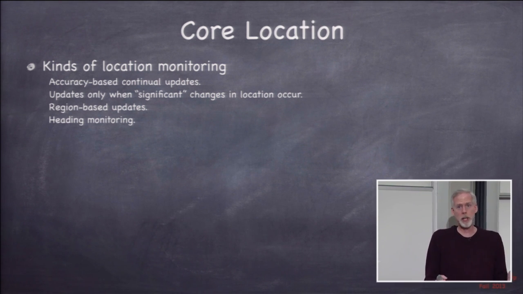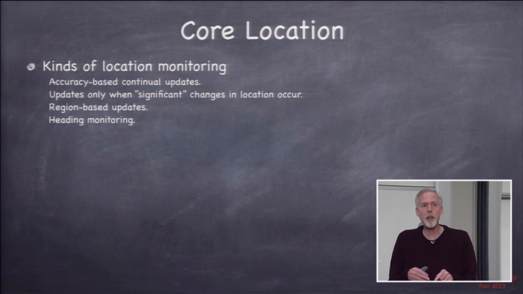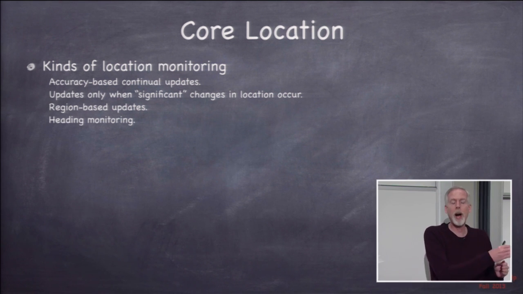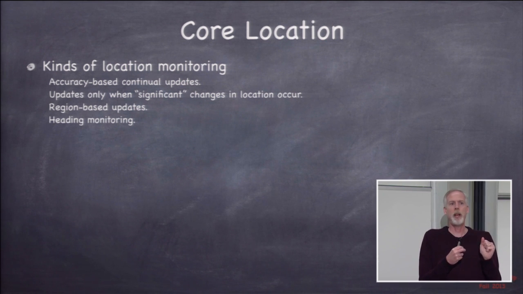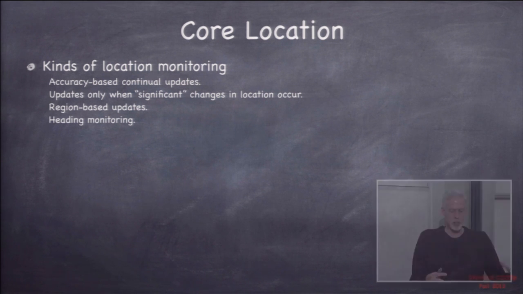You also have region-based updates. Put a little circle around the dry cleaners. When you walk by or drive by, it'll tell you, oh, you're by the dry cleaner. Okay, so that's region, and you can set up little circular regions, beacons. We'll talk about those. And then you can also monitor your heading. Okay, so which way am I walking? And that might be using a compass, might be using just GPS. It just depends on what the device has.